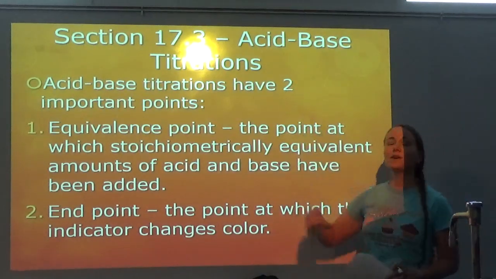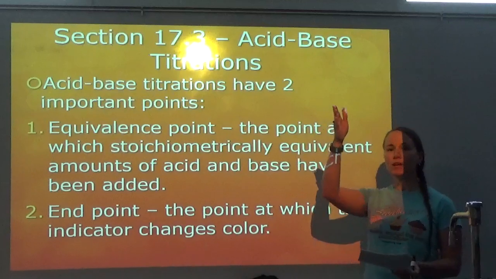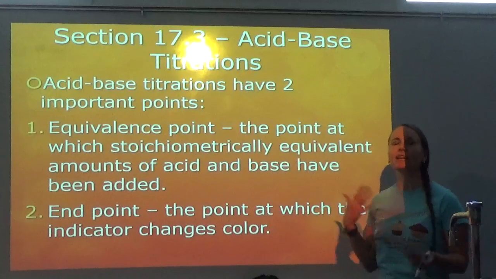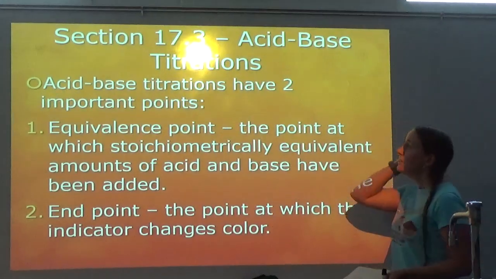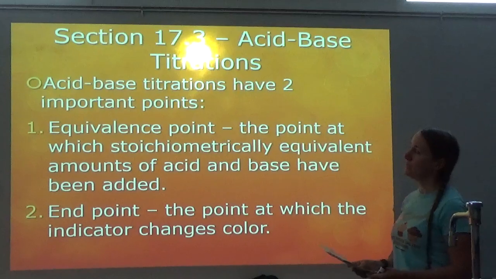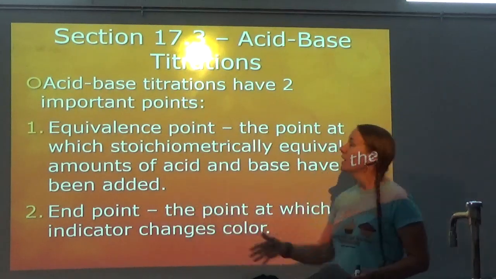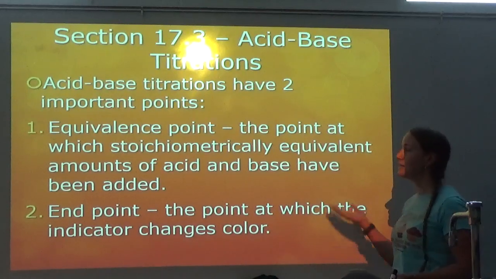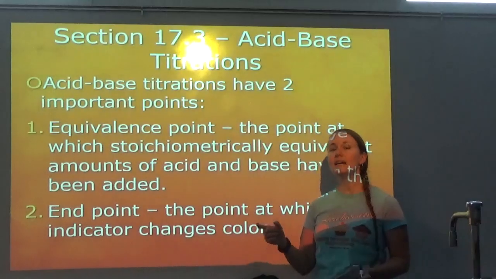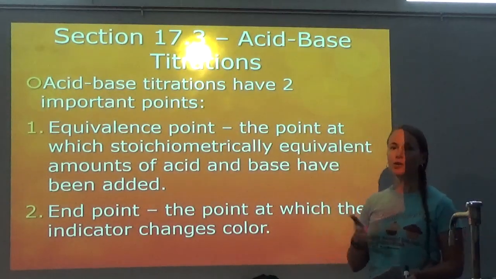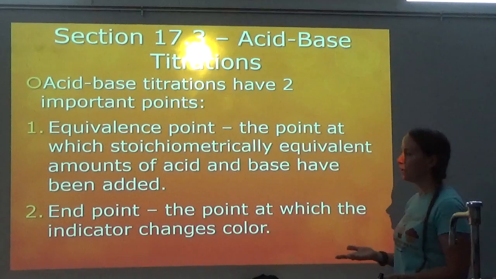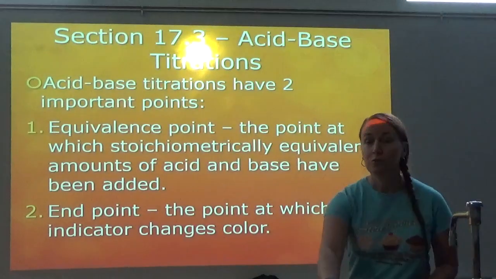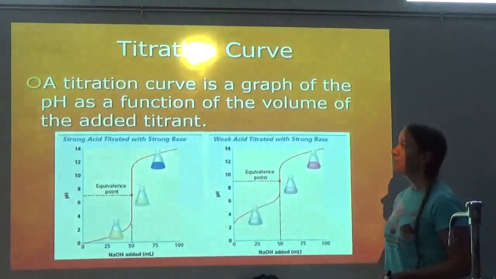Alright, so we're going to focus on acid-base titration. In other words, we are adding an acid to a base until we reach equivalence point, or we're adding a base to an acid. Either one could be strong or weak. Acid-base titrations have two important points: the equivalence point and the end point. The equivalence point is the point at which stoichiometrically equivalent amounts of acid and base have been added. So you have the same number of moles of acid and base in your beaker or flask at that point. The end point is the point at which the indicator changes color. In a good titration, those two points should happen at about the same time.